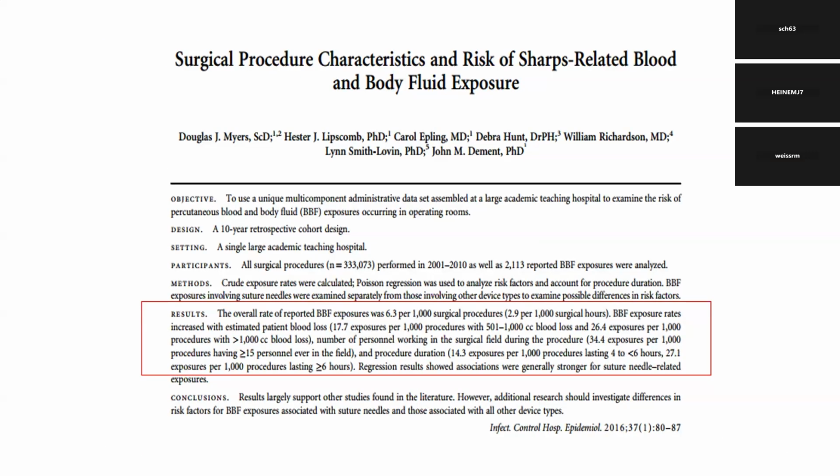A few studies looked at surgical procedure characteristics and what is higher risk, what is lower risk surgeries. This study found that blood and body fluid exposure increased in patients with more blood loss and when there's more people in the surgical field. For this study, they looked at more than 15 or less than 15 members in the surgical field, and then procedure duration. So the longer the procedure, the higher the risk of a needle stick injury. And this study, again, showed the suture needle was really the highest risk needle on a regression analysis.